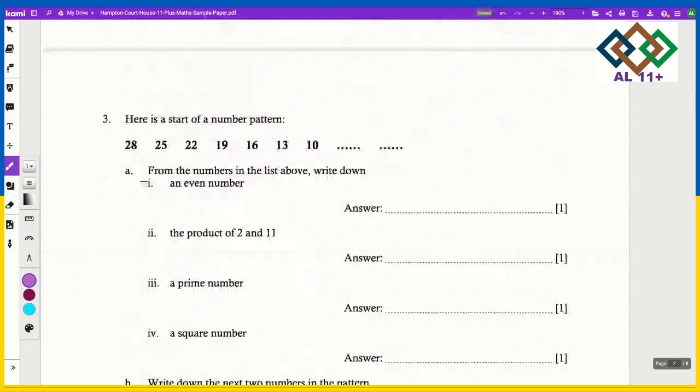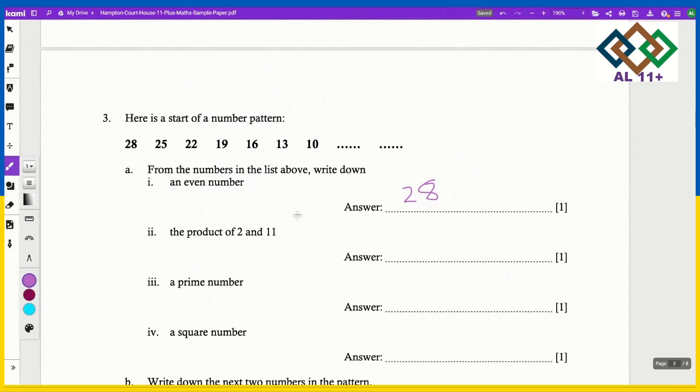Now it is the pattern they're asking you. So they have given you a number pattern. From the numbers in the list below, write down an even number. So you could write down an even number. There'll be multiple answers for this one. I will write 28. You could also write 22 or 16 or 10.